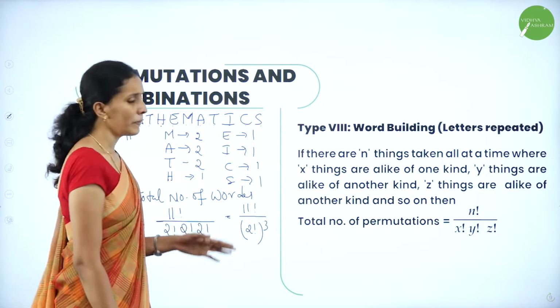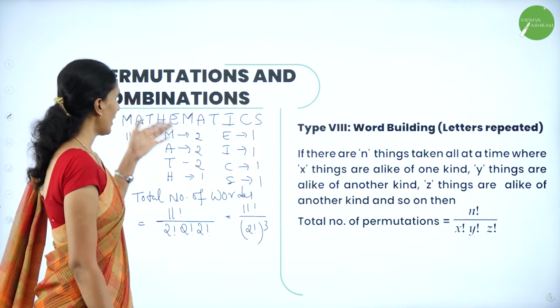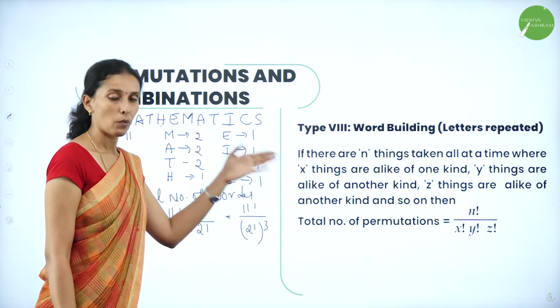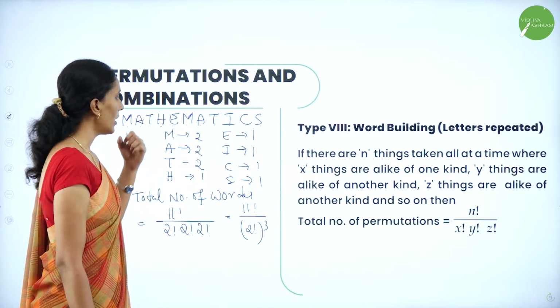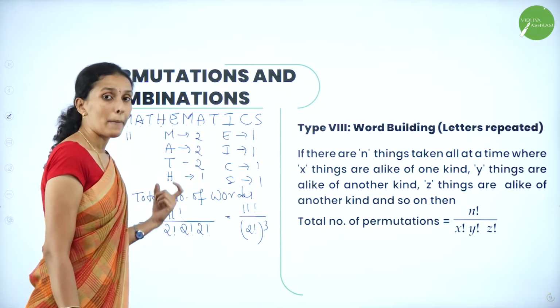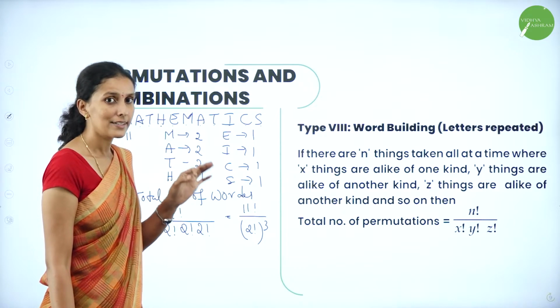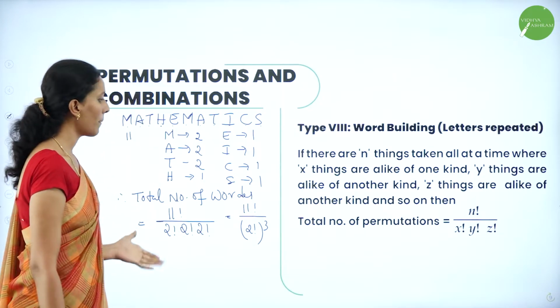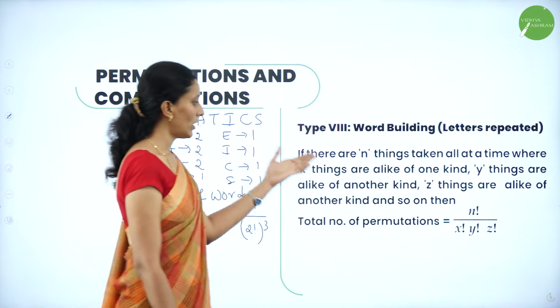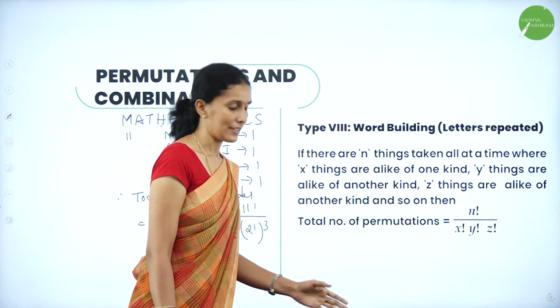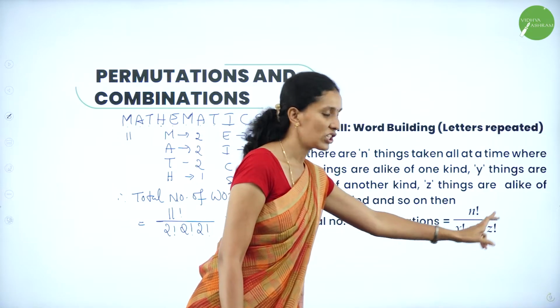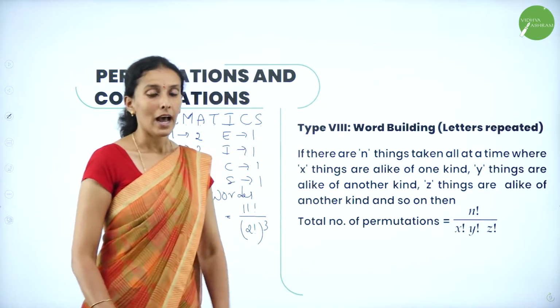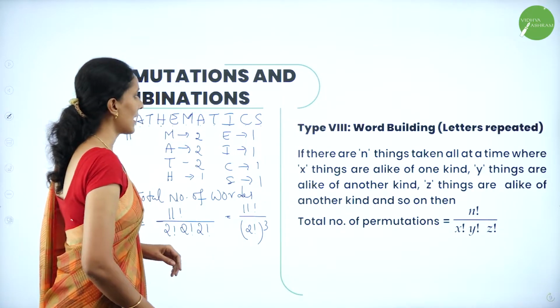So be careful. Whenever certain things are repeated in a word, you have to divide by how many times the letter is repeated. So this is an example I have considered, and that's what the sentence here says. This is the formula: total number divided by how many times each letter is repeated. I hope you understood. We'll take an example now.